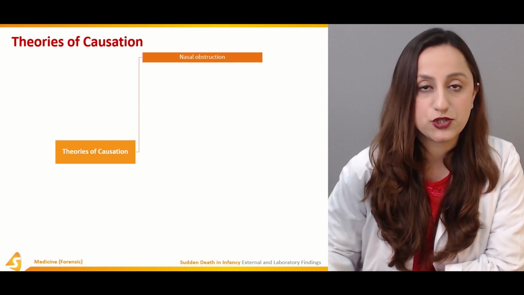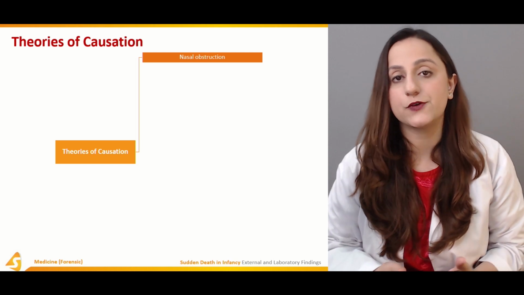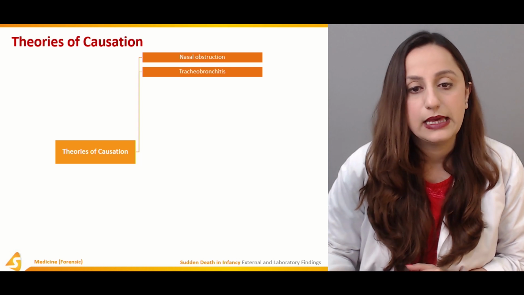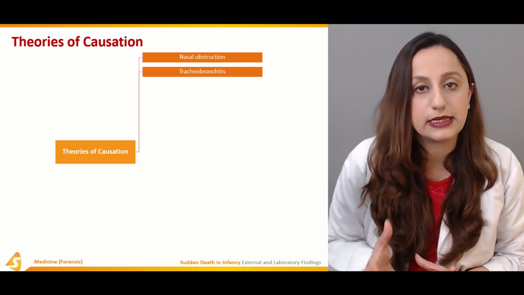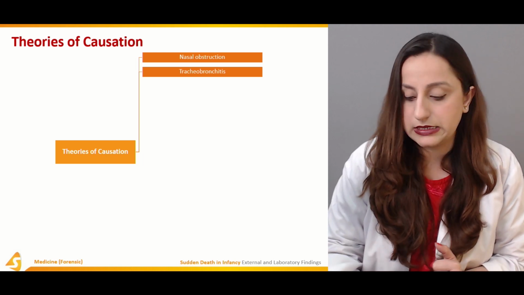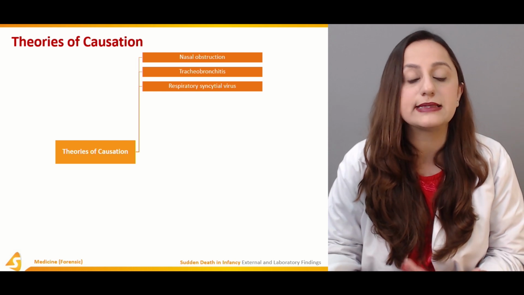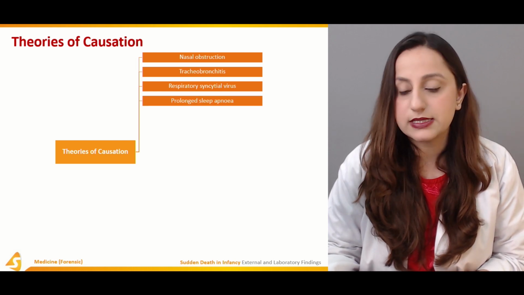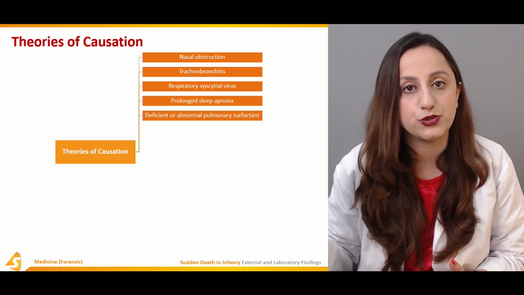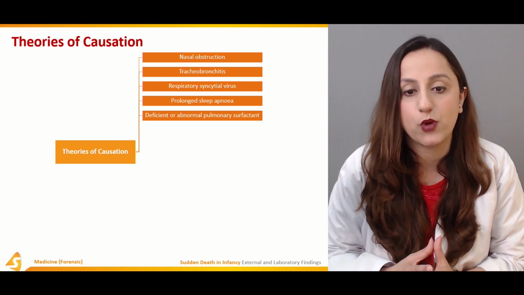Moreover, nasal obstruction can be one of the causes. Whenever we are talking about external suffocation, one of the leading causes is nasal obstruction as well. Then tracheobronchitis, which is basically an inflammatory condition, can also be one of the theories whenever we are talking about the causative factors. Respiratory syncytial viruses and prolonged sleep apneas are others, and that is why apnea alarms were introduced, but they are of no value and basically didn't prove to be of much importance.